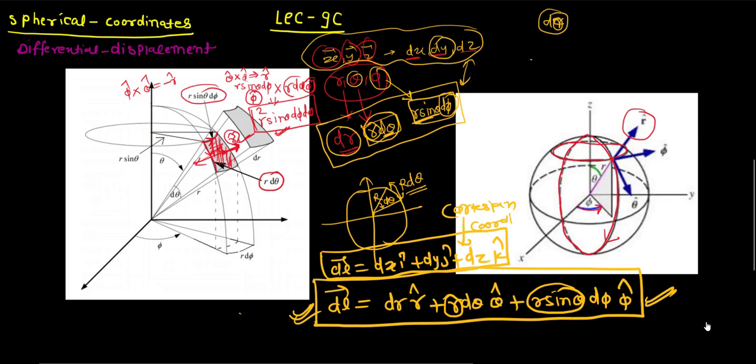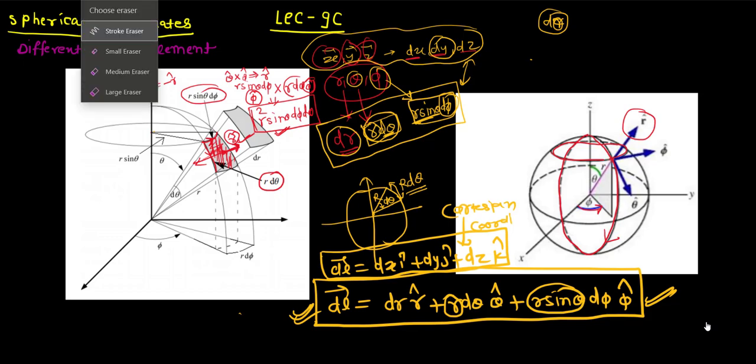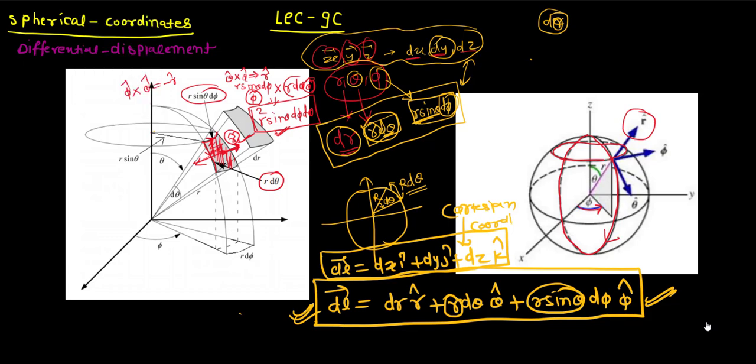So now let's find the volume. What would be the volume? We have found the area. Now we just have to multiply it with the height, and this height is dr. So we can just multiply the area with the height.